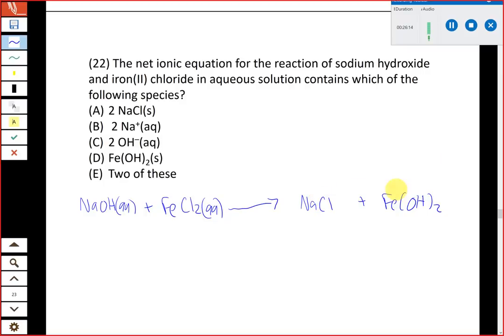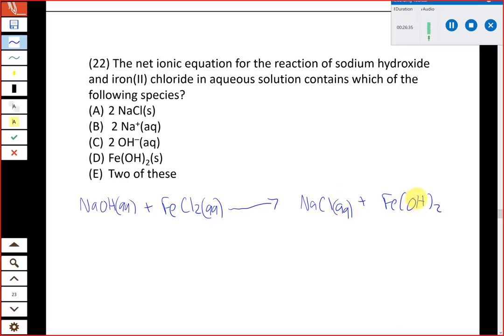And then for the products, we need to think about whether they're soluble or insoluble to predict whether either or both of them will precipitate. So sodium chloride, we should be very familiar from our everyday life that this is just table salt, very soluble in water, as is anything that has sodium Na+ as the cation. So this is going to be remaining in solution, aq.